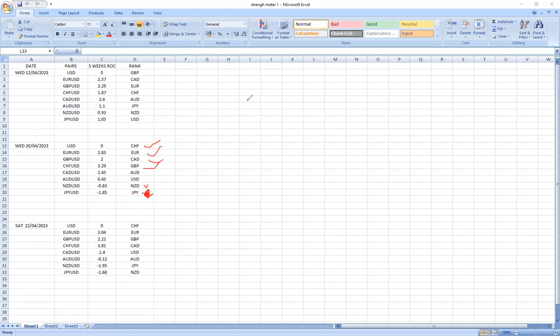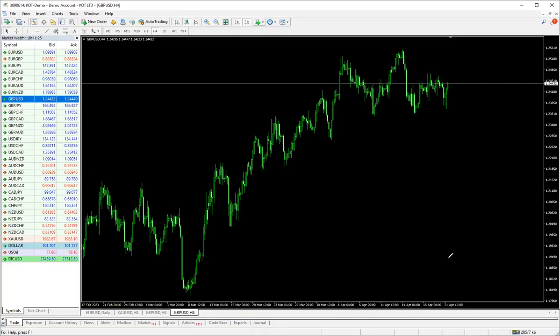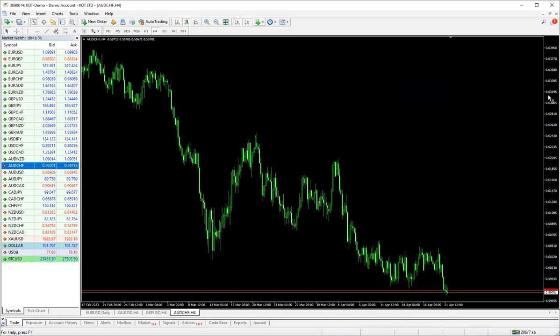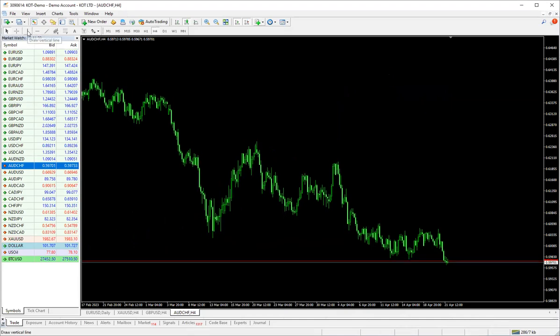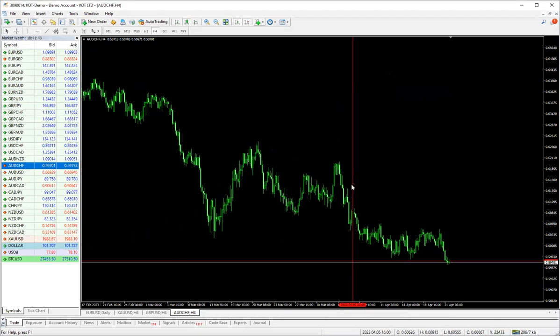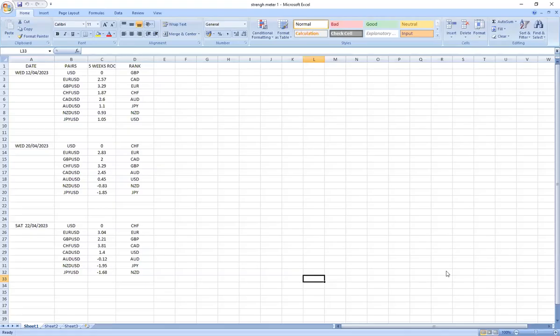So if CHF was the strongest from Wednesday, let's go to the chart and look at the CHF pairs. Which one should we pick? Look at AUD/CHF from Wednesday. What was Wednesday's date? Let's be sure of the dates. The date is 20th. Okay, so let's go back to the chart, 20th.